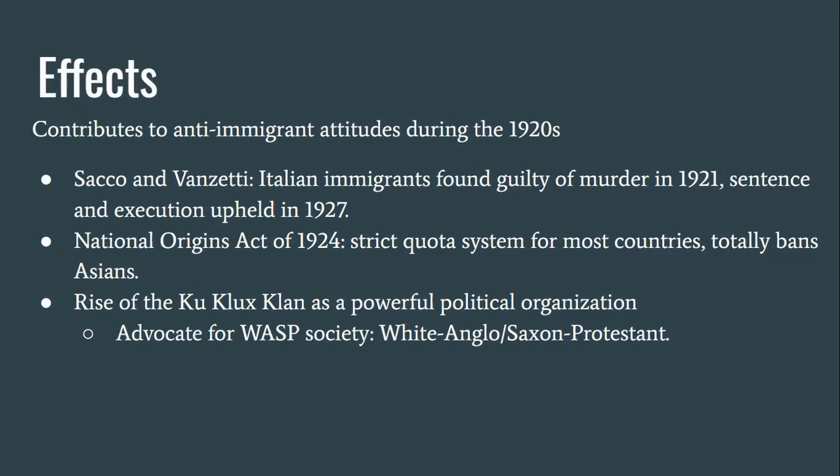Next is the National Origins Act of 1924, which instituted a strict quota system for immigration for most countries and totally banned Asians. And lastly, we saw the second rise of the Ku Klux Klan, this time as a powerful political organization. There were chapters across the United States, and many politicians were also Klan members. They advocated for a white Anglo-Saxon Protestant-dominated society and worried that immigrants and minorities would one day outnumber WASP.